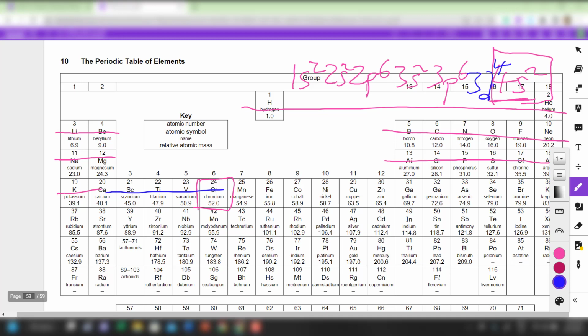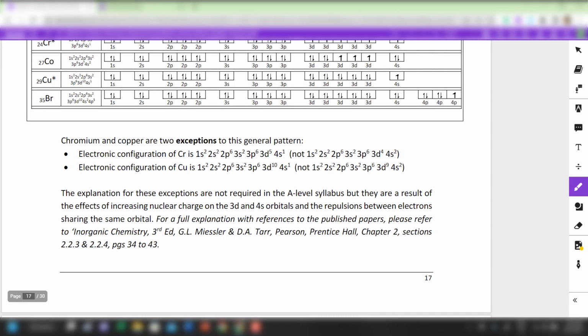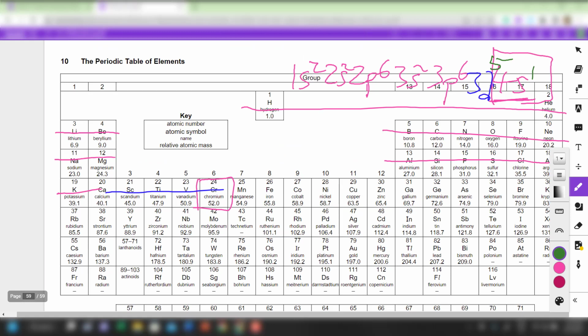Yeah, but chromium is actually an exception. Its electronic configuration is not what I've written. Its electronic configuration is actually 3d5 4s1. So it's a bit unique. Why is that the case? You can understand more by reading further, but it has got to do with the exchange energy.